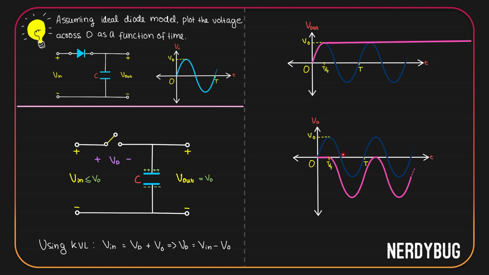When input voltage is 0, diode voltage will be 0 minus V naught, that is minus V naught. When input voltage is minus V naught, diode voltage will be minus V naught minus V naught, that is minus 2 V naught.